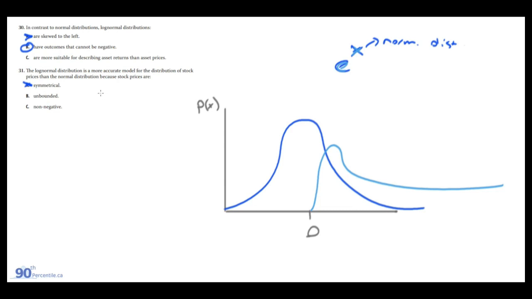Unbounded. So unbounded means if something's bounded, it's bounded either at the negative values or at the positive values, to the left or to the right. So stocks cannot be less than zero. So they are bounded by zero. They can obviously go to infinity on the positive side, but they're bounded by zero. And that goes into C, where the log normal distribution is better for modeling stock prices because stock prices are non-negative. So this is correct.